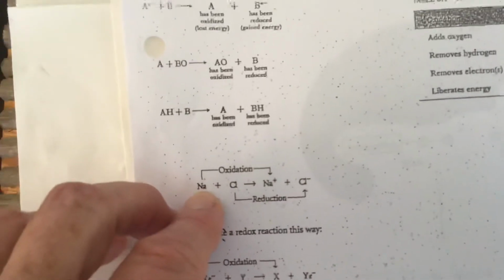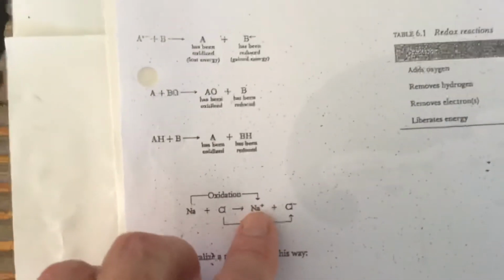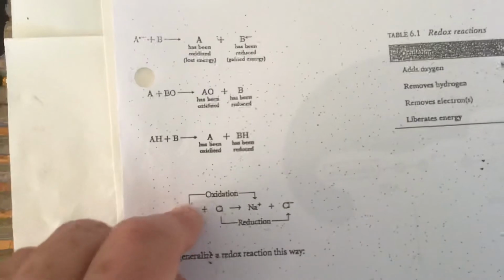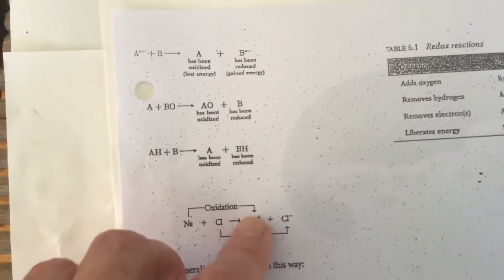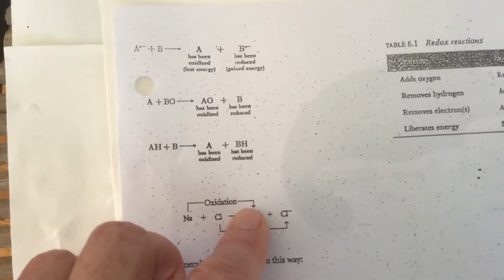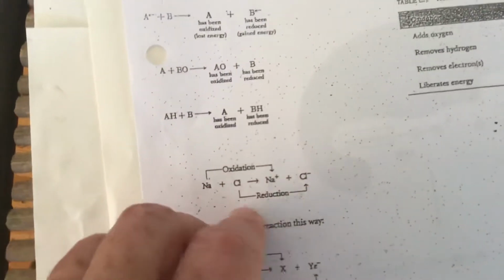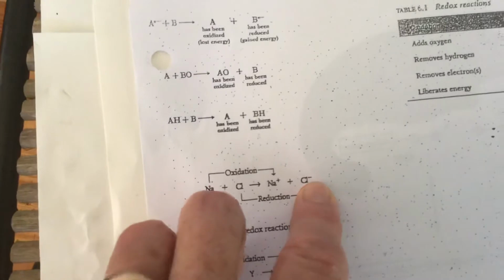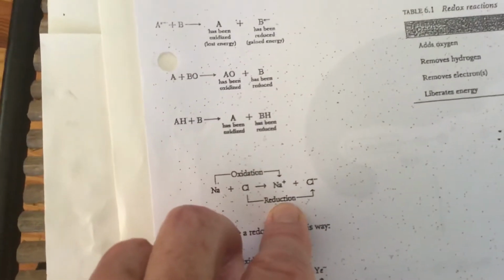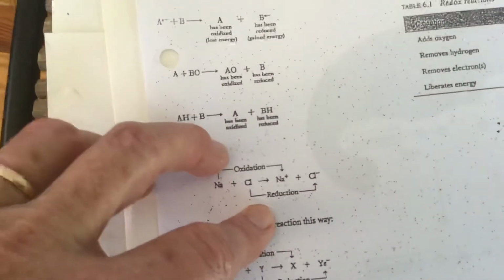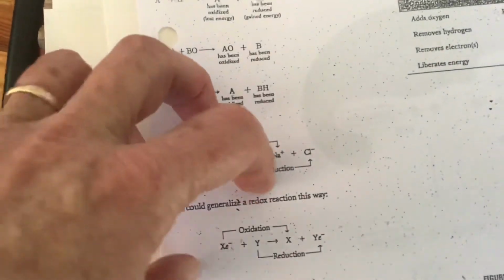This is one of your handouts, by the way. If I have sodium and it becomes a positively charged ion, this is what we call an oxidation. In other words, it lost an electron. And chlorine, because it became a negatively charged ion, took on that electron. It was a reduction. Okay, so this is an oxidation reduction reaction.